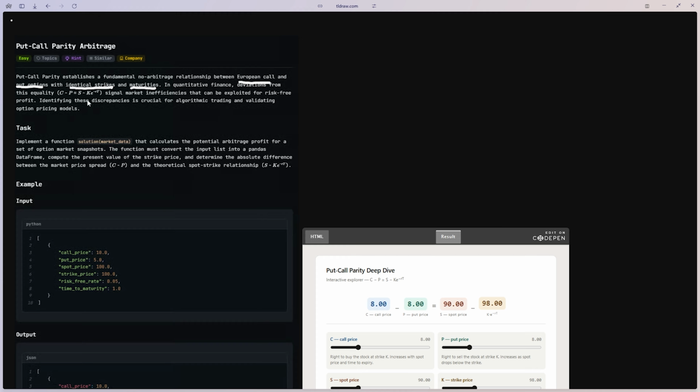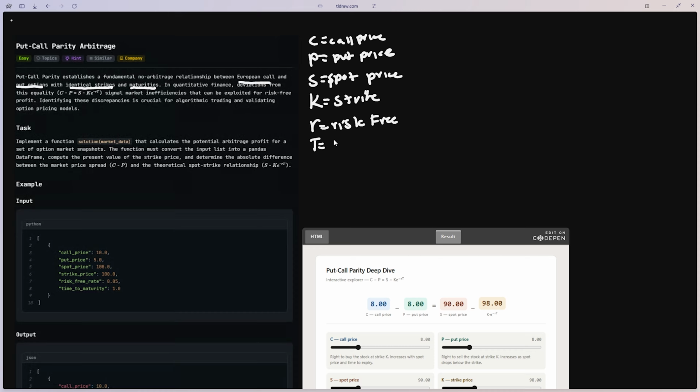So we're given this equation and we're trying to find any market inefficiencies. How are we going to do this and create a function that takes in this potential information from left to right and create profit? First, let's go over what the variables actually mean. Like what is C, what is P? So clearly C is call price, P is put price, S is spot price, which also is the underlying stock price of the asset. K is the strike price, R is the risk-free interest, and T is time to expiry.